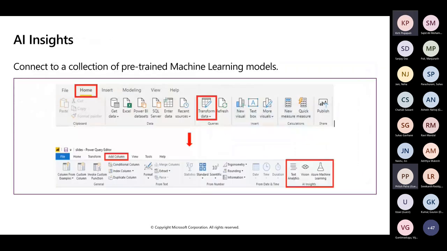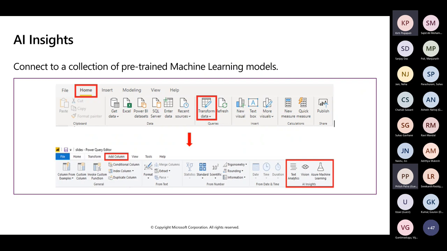And then we have the insights, the AI insights. Here you can see in that option, we have add column options, and in text analytics, then vision, then Azure Machine Learning. All these come with the AI insights. If you want to use artificial intelligence in the system, we have that capability using these AI insights, and we can connect to a collection of pre-trained machine learning models. This feature allows you to connect with pre-trained machine learning models that you can apply to whatever data we have, and we can enhance the data preparation efforts, right?